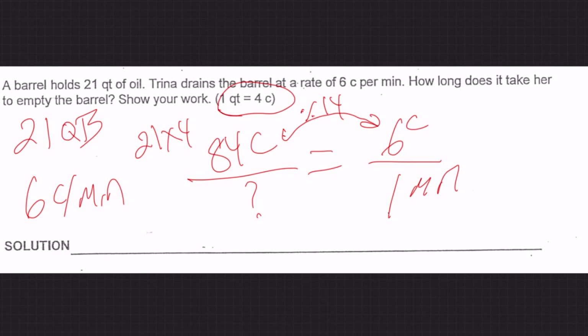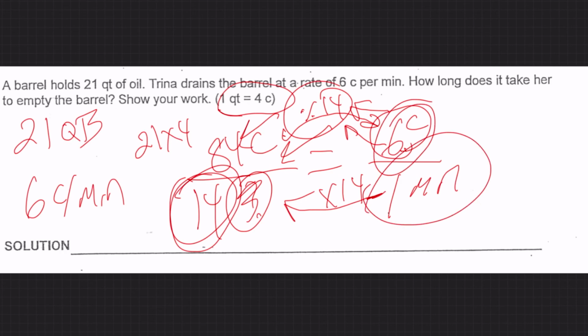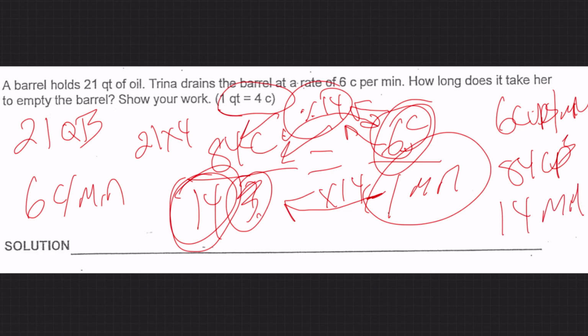So here, if we know that 6 times 14 is 84, we have to do this to the bottom also. Well, if we've taken 6 and times it by 14 to get 84, we can take 1 times 14, and we're going to get 14 over here. So the answer to this question is, how long does it take her to empty the barrel? Well, for 84 cups, it took 14 minutes, because for 6 cups, it took 1 minute. If she's draining at 6 cups per minute, and there's 84 cups in the barrel, it's going to take her 14 minutes. Because 6 times 14 is 84, and 1 times 14 is 14.